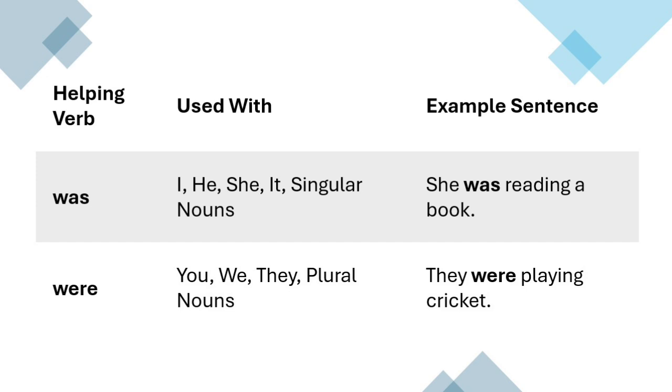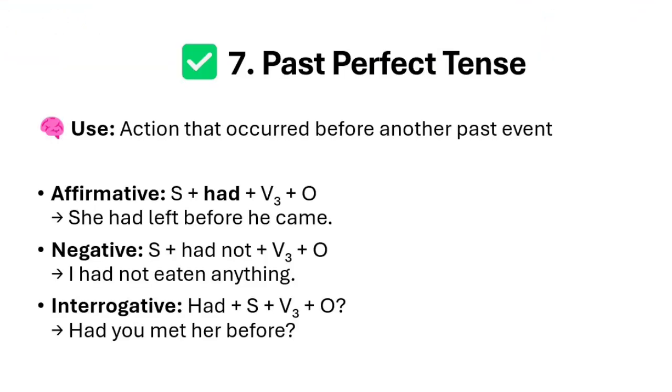Now let's head to past perfect tense. We use past perfect tense to tell an action that occurred before another past event. Now see the affirmative sentence structure. Subject plus had plus third form of verb plus object. Example, she had left before he came. Negative sentence, subject plus had not plus third form of verb plus object. Example, I had not eaten anything.